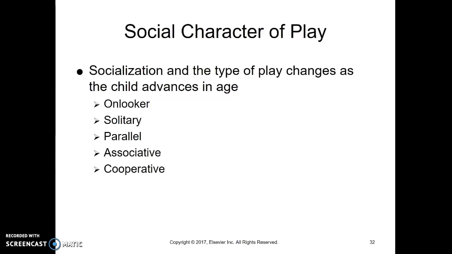Other things about play: an infant is just an onlooker. As they get a little older, they play, but it's solitary. They just play by themselves. When they get to be toddler age, they do parallel play. They want to go to the park where the other kids are, and they want to play in the sand with the other kids, but they sit down next to the other kids and do the same thing next to them, but not interactive. So that's parallel play, and that's toddler age.